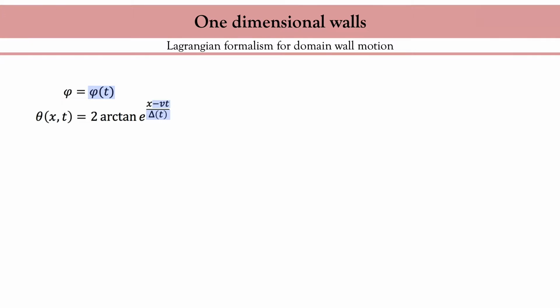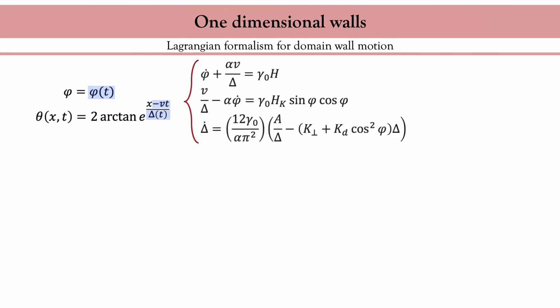I inject this form into the Lagrangian defined above, integrate over space, and take the appropriate derivatives to construct the Euler-Lagrange equations for the three collective variables characterizing my system. I obtain this set of equations, where Hk is the dipolar anisotropy energy. I can combine the first two equations to determine the velocity and azimuthal angle, and based on these results, I can use the last equation to determine the domain wall width.